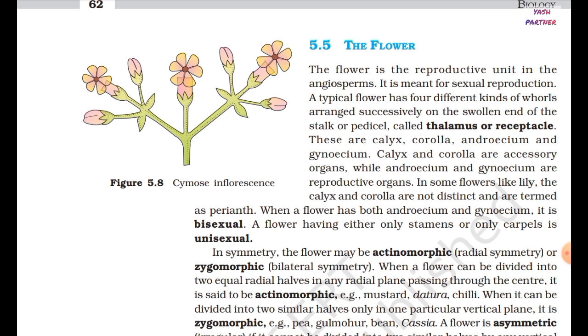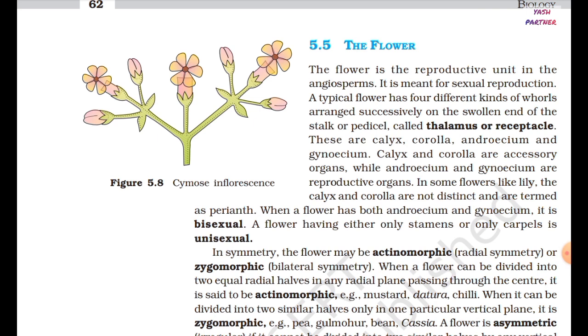When a flower has both androecium and gynoecium, it is bisexual. A flower having either only stamens or only carpels is unisexual. In symmetry, the flower may be actinomorphic, radial symmetry, or zygomorphic, bilateral symmetry. When a flower can be divided into two equal radial halves in any radial plane passing through the center, it is said to be actinomorphic, example mustard, dhatura, chili.